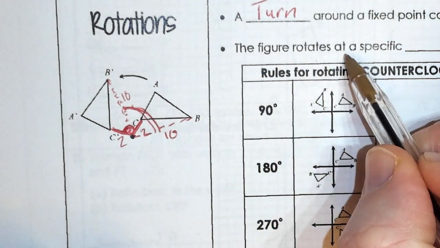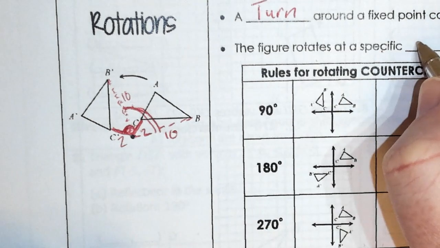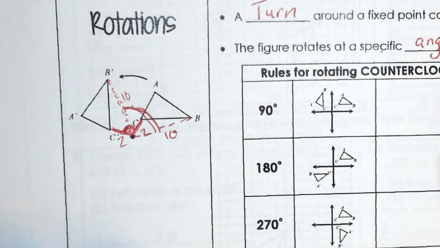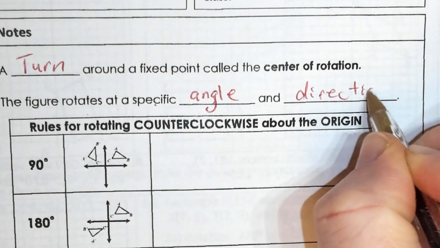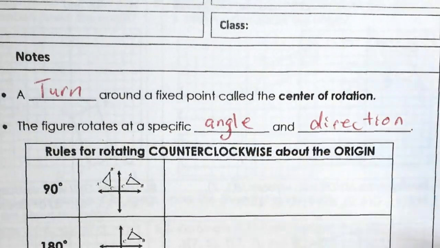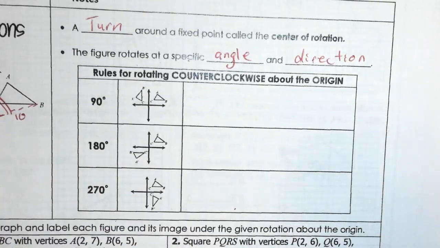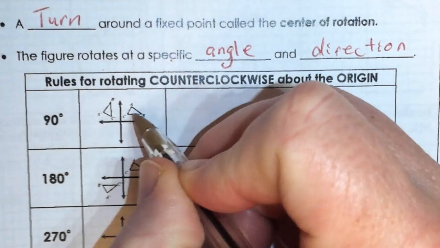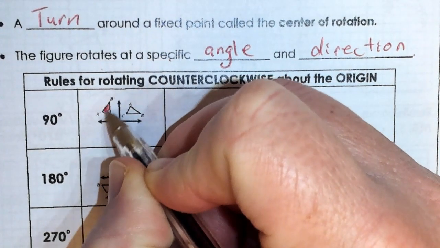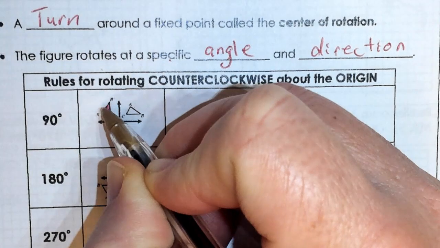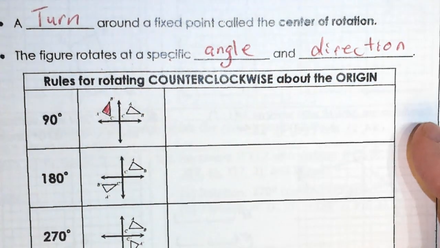So the figure rotates around a specific angle and direction. You can see that. So the figure rotates at a specific angle and direction. If we start with this shape, zoom back in here, we're starting with this shape. This will be the new shape. So it rotated 90 degrees. And notice that it goes counterclockwise, against the clock.